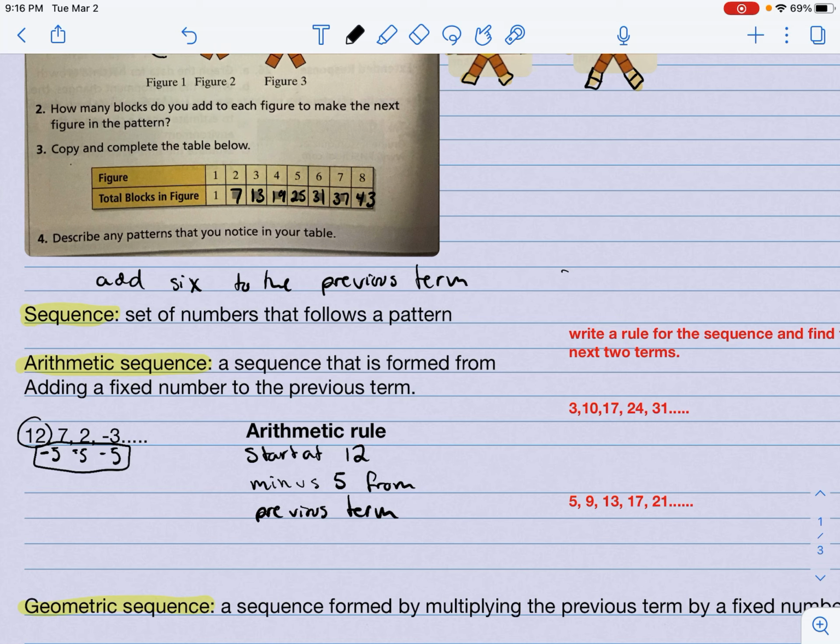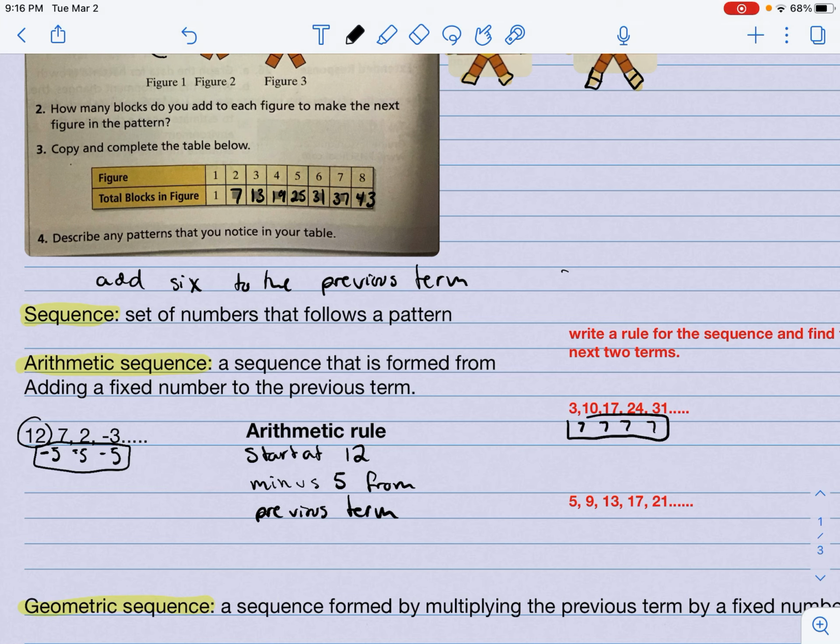Okay, so let's look at this next one. We've got 3, 10, 17, 24, 31. So once again, we want to see if there is a number that we can add to 3 to get our next term. So if we add 7, we get 10. If we add 7 to 10, we get 17. 7 plus 17 gives us 24, and then 24 plus 7 gives us 31.